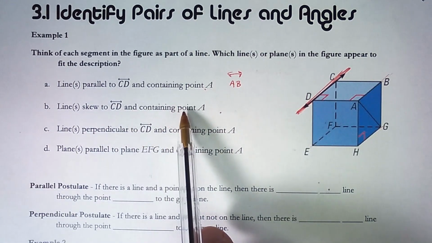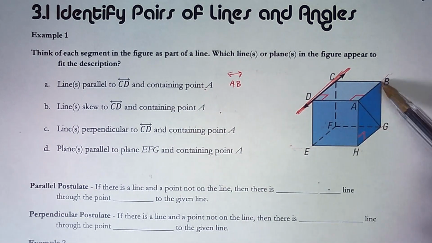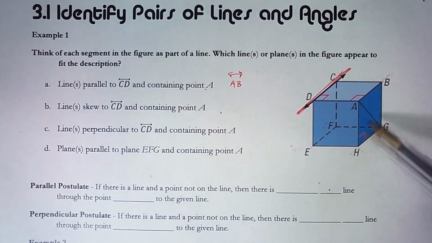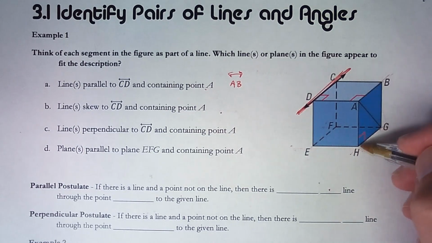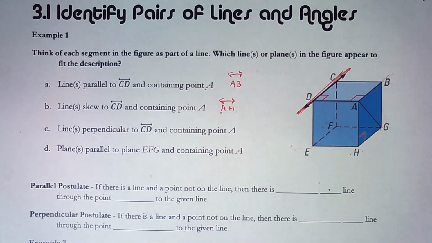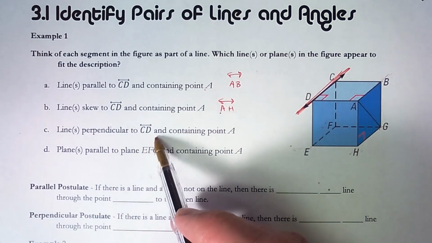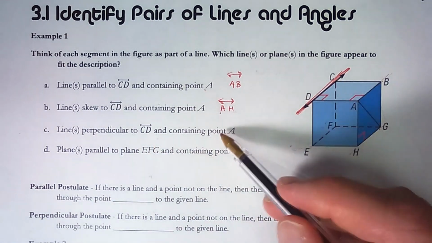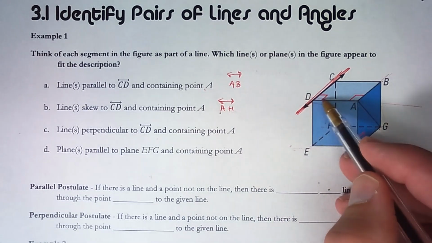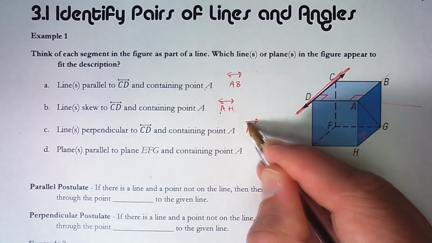Lines skew to CD containing point A. So skew lines to CD, there's one here, here, here, and here. But they need to contain point A, so that's right here. Line AH contains point A and is skew to CD. So that's this line right here. Perpendicular to CD and contains point A. That's right here. Forms a right angle and it contains point A, so that is line AD.